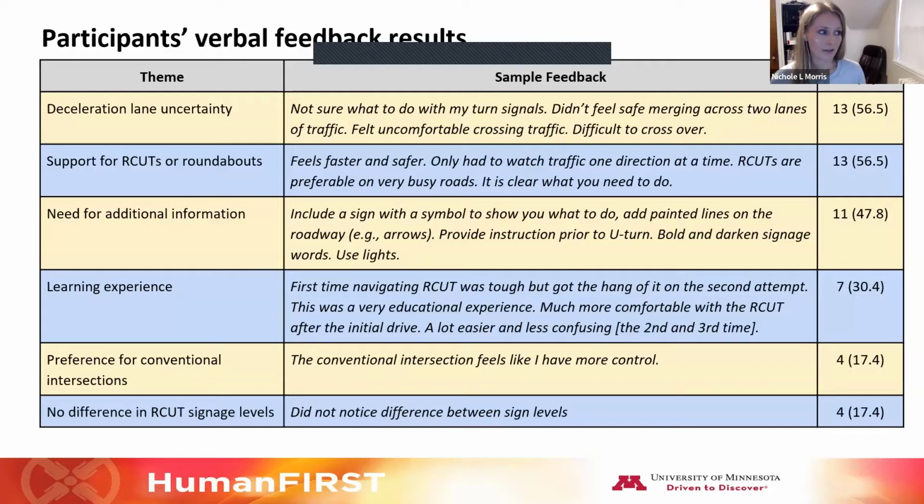Now, we did see a lot of relationship between roundabouts and RCUTs. This is a theme that we saw pretty much in every iteration of our research, which is if people tend to be supportive of roundabouts, then they're likely going to be supportive of RCUTs. And of course, the reverse is true. If they're not supportive of roundabouts, you can probably expect some more pushback, because in a lot of ways, an RCUT is kind of like a really elongated roundabout.